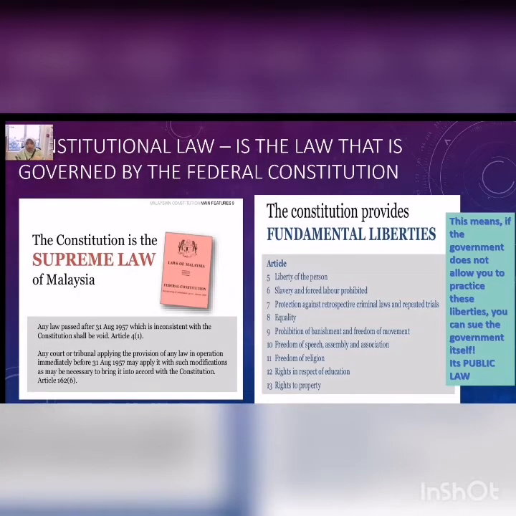Okay, on the constitutional part, the first part I have said, any law which is inconsistent with the constitution shall be void. The constitution also provides all the listed fundamental liberties. For example, liberty of the person, kebebasan. If you are being apprehended by the government without any reason, you have the right to sue the government. Macam tu. Okay, we go to the example.